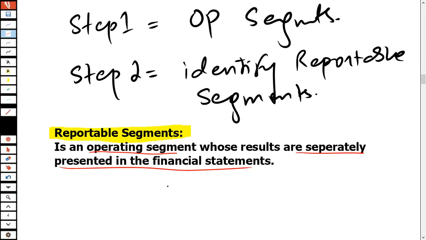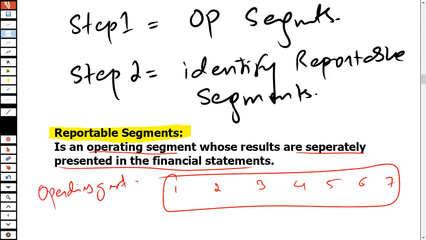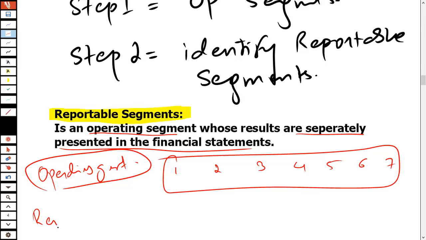So, for example, you may have 1, 2, 3, 4, 5, 6, 7. Let's say you've got 7 separate operating segments. And when you've got 7 operating segments, there is a specific criteria laid down which identifies what is a reportable segment amongst these 7 operating segments.